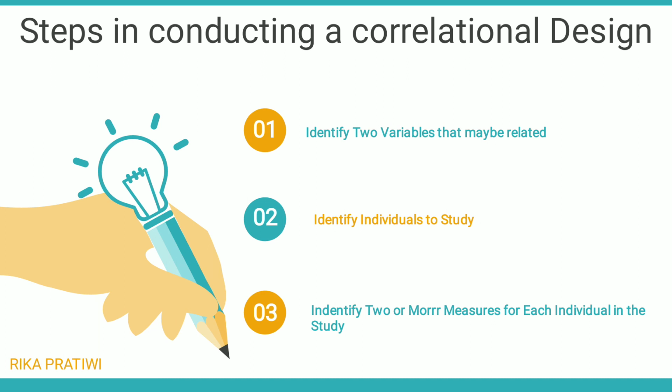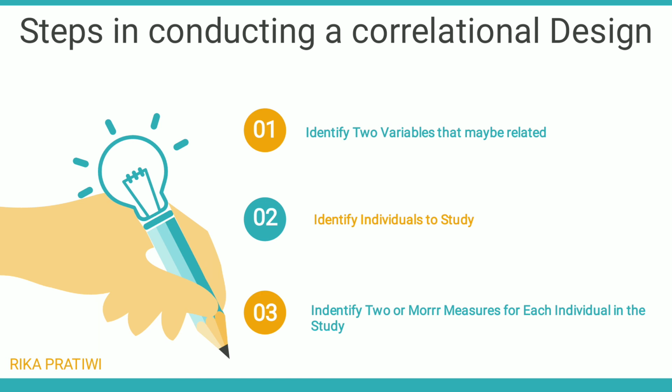The second step is to identify the individuals to study. For example, the relationship between height of basketball players and number of baskets in a game. We might find a strong relationship among K-12 graders, but if we are selecting NBA players, these relationships may be significantly weaker. The third step is to identify two or more measures for each individual in the study.